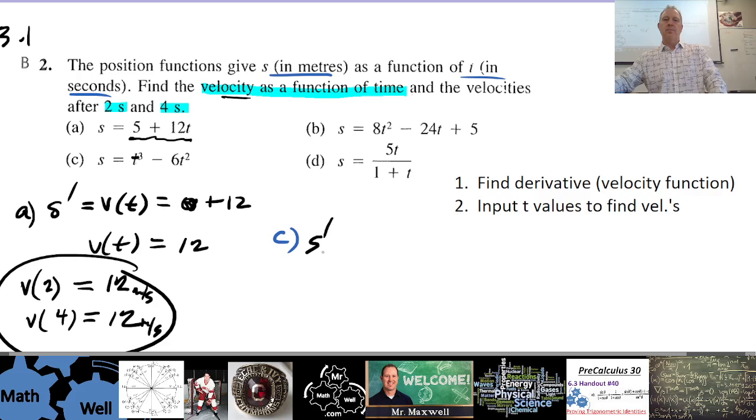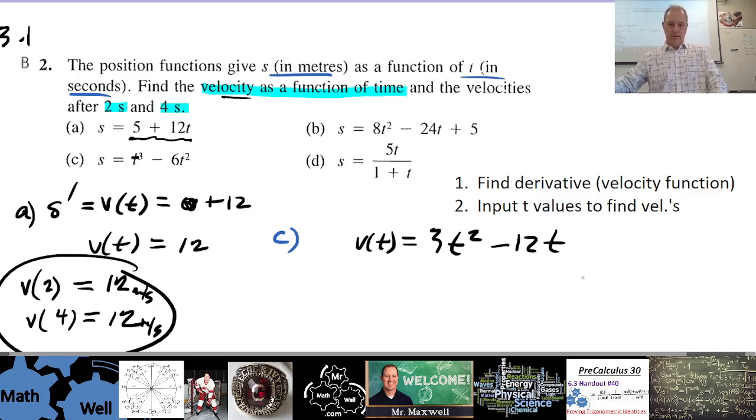So s prime is the velocity with respect to time function. I'm just going to write velocity here because I'm going to find the derivative of what's given. So this is going to be 3t squared. t cubed gives 3t squared, minus 2 times 6 is 12t. Now, do we have to factor this and make it all neat? Don't need to, because we're just plugging the variable in anyway. You can factor this if you want. Take a 3t out, that's the greatest common factor, but you do not have to.